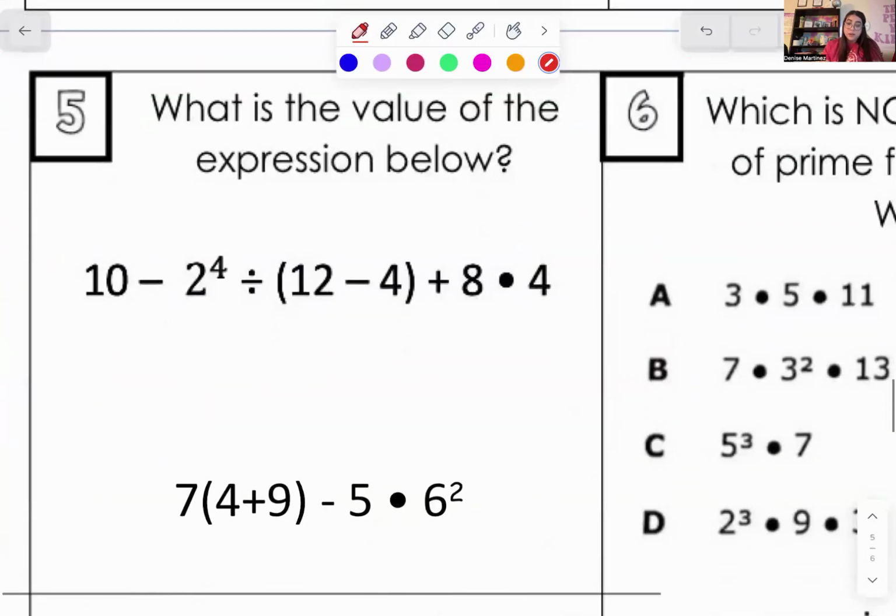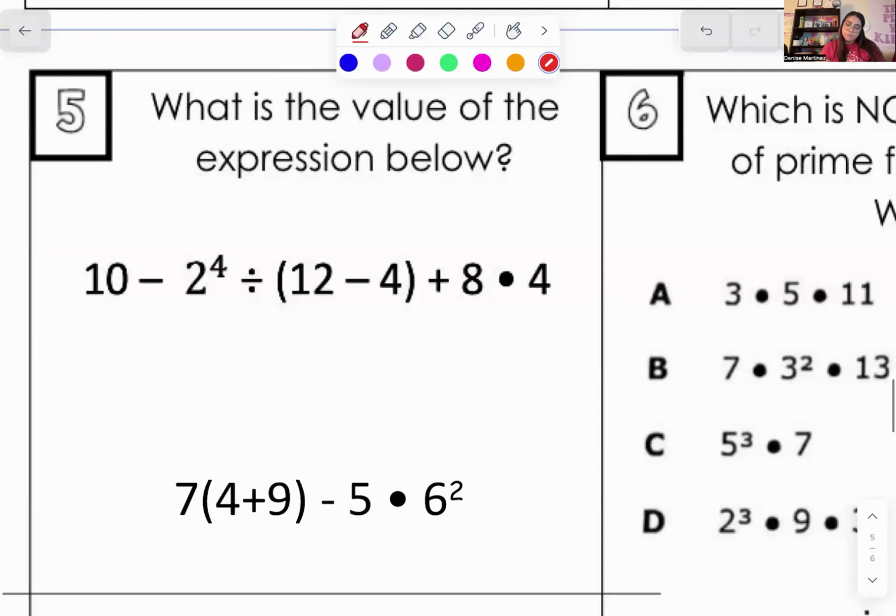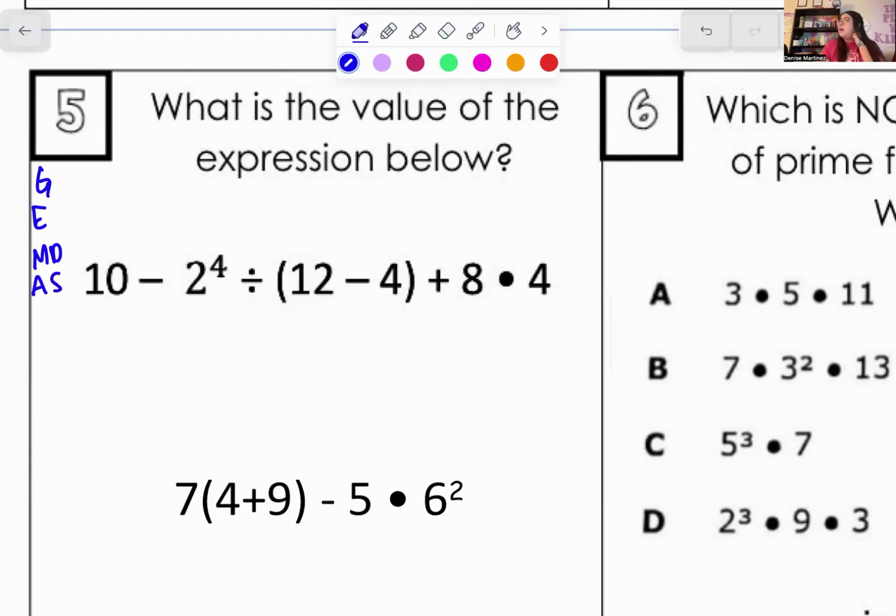All right, next problem. Ooh, more PEMDAS. So again, I highly recommend we write it off to the side. And I'm going to ask myself, what's my first step? Well, grouping. Do I have grouping? I do. So I see 12 minus 4, which is 8. And we're going to go ahead and rewrite everything. Don't be lazy and make sure we're rewriting everything, because if we don't, that's when we make silly mistakes.